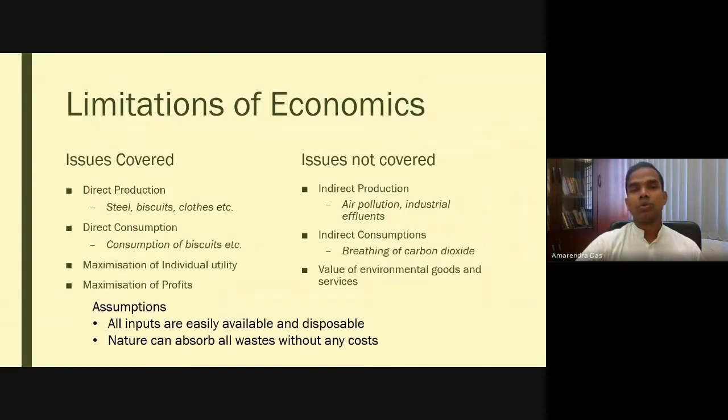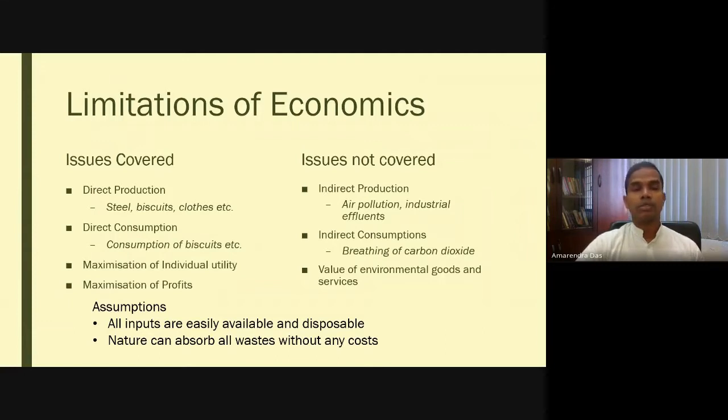Now, first we should know the approach of the economics, the core economic subject, the methodological approaches of the core economic subject. Then only we can value the merit of the new subject that has emerged as environmental economics or ecological economics.